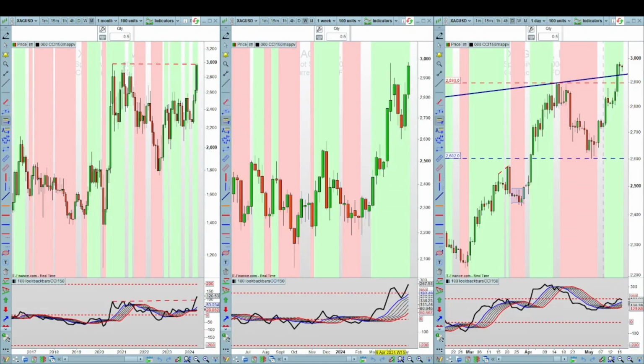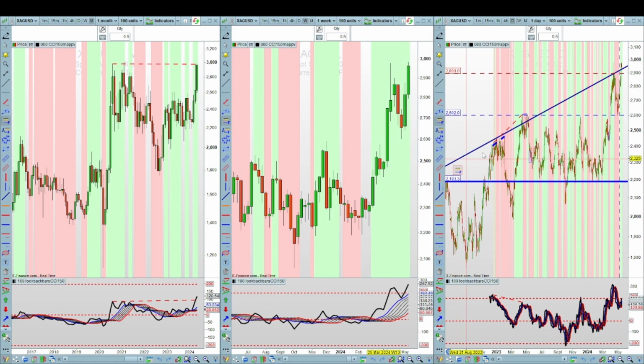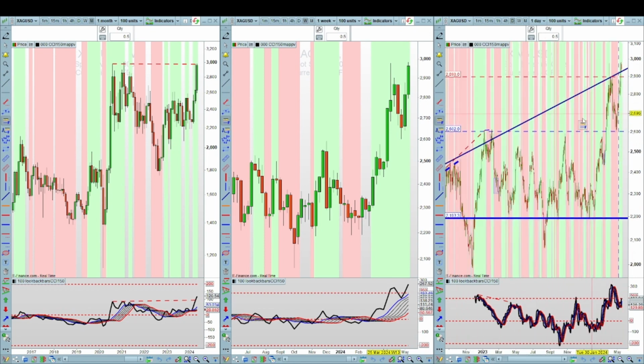Next we've got silver on the monthly, weekly and daily. You can see we're bullish on the monthly, bullish on the weekly and bullish on the daily. Now you'll notice on the daily as well, it's broken up past this resistance we had at 28.98, and I've drawn this diagonal ascending trend line, and it's actually fluctuating around there. It's hit those few points there.